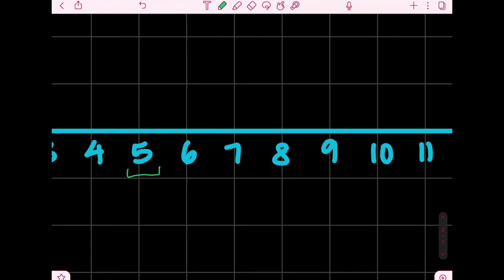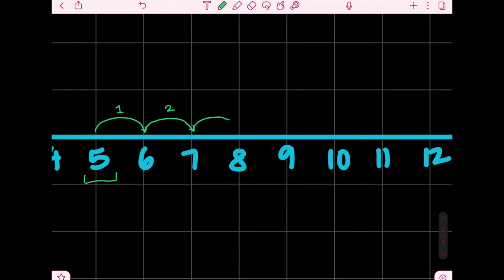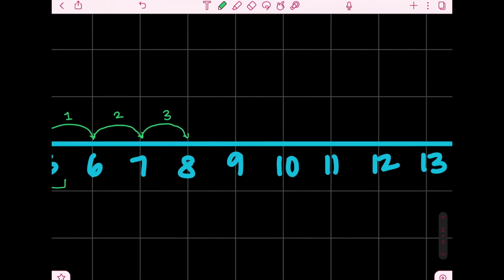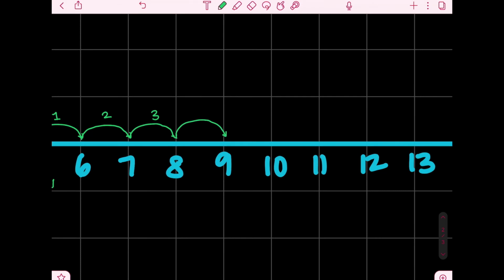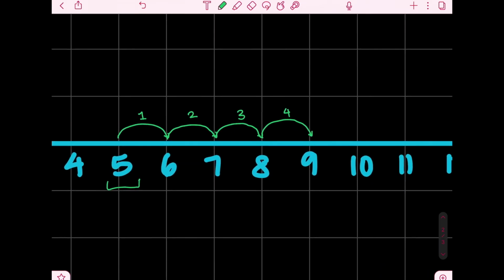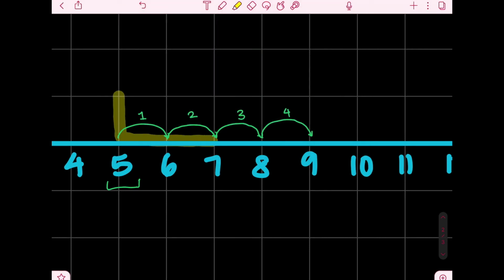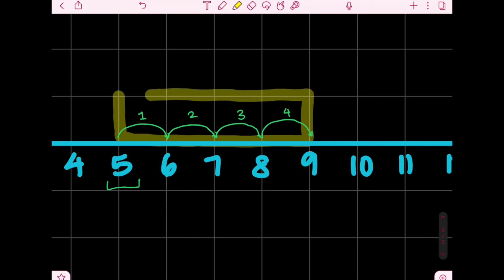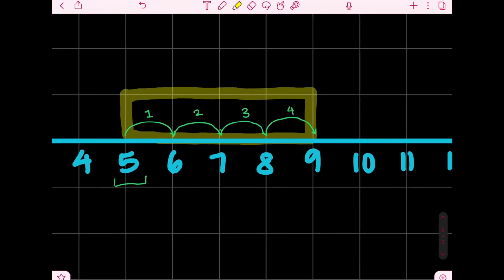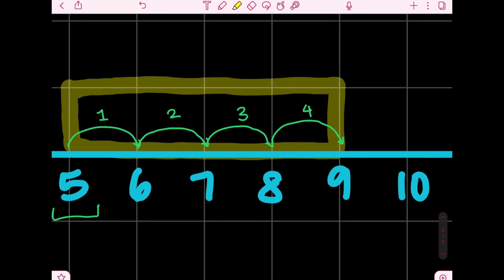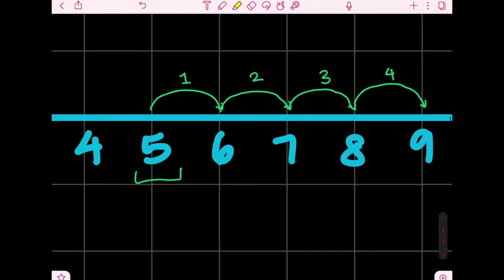So from 5 to 6, we have 1. From 6 to 7, we have another 1, which means that we put it as 2. From 7 to 8, we have 3. And from 8 to 9, we have 4. So notice that in total, the amount of boxes we have here in this space is going to be 4, because we have 1, 2, 3, and 4 boxes right here in this space, which means that we have added 4 to the number 5 right here.